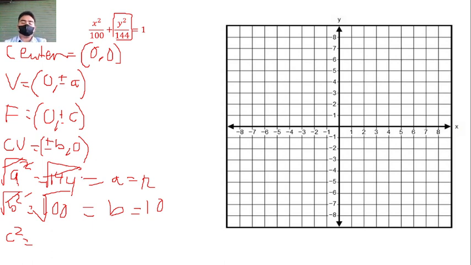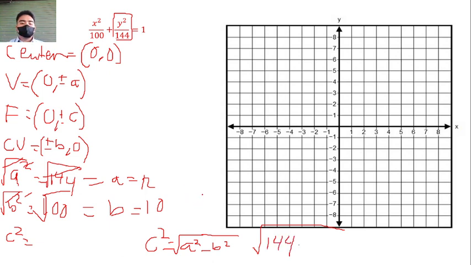So, in this case, we have the values of A and B already. In order for us to get the value of C, we're going to use the formula C squared is equal to A squared minus B squared. So, we're going to substitute the values of A squared and B squared. What's the value of A squared? The value of it is 144.